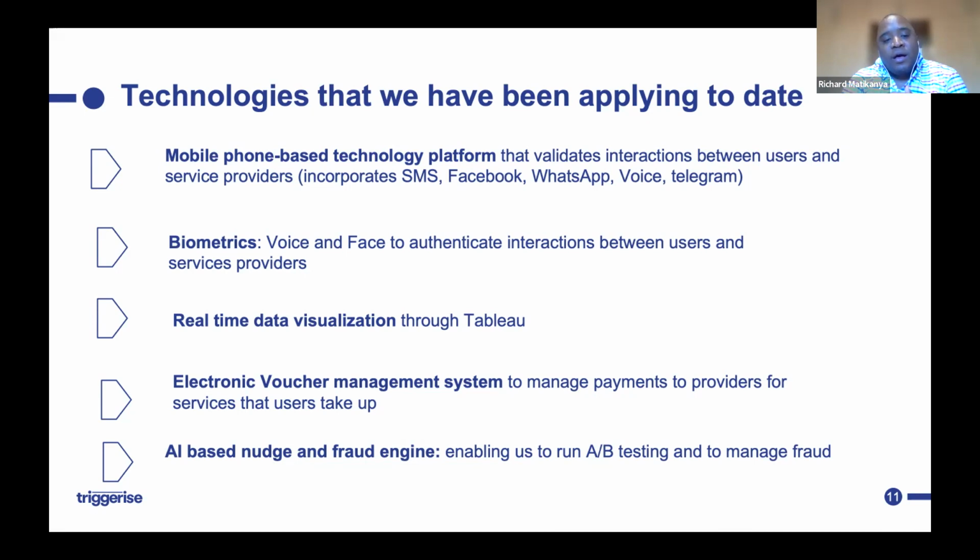Because our program in this particular case subsidizes service uptake in the private sector for adolescents and young people, our stack includes an electronic voucher management system that is able to issue vouchers and authenticate those vouchers. And because we are using vouchers, our stack also includes two more things. One, a fraud engine, which enables us to manage any electronic voucher management related fraud. And then an AI-based nudge engine, which allows us to undertake A/B experimentation to very quickly test nudges that we want to use to improve performance. So that's essentially the stack that we've been applying to date, and all of this is then visualized in Tableau.